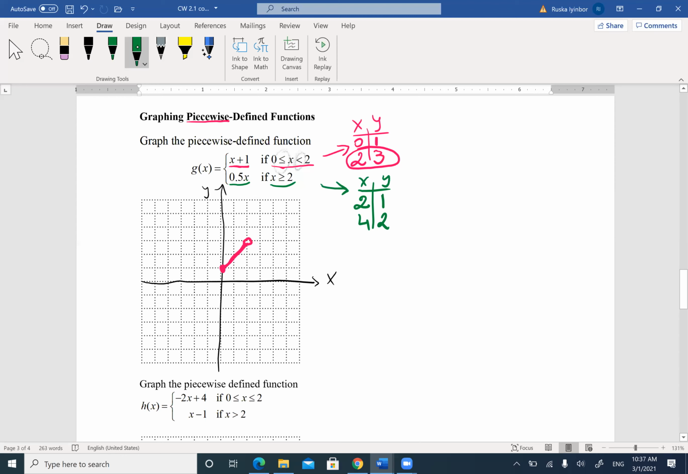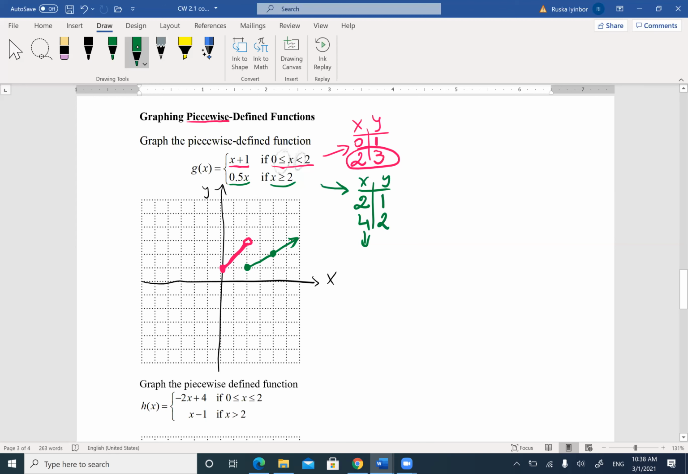But keep in mind, x is greater than or equal to 2, so the graph is going to continue this way. It's going to start at 2, 1. It's here, it's going to be a point. The next point is 4, 2. The next point is here. But the graph is not going to stop at 4, 2. It's going to continue this way. So this is my graph. We have 2 pieces of the graph, 2 pieces of 2 different lines.